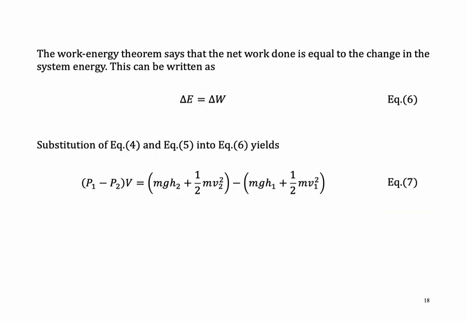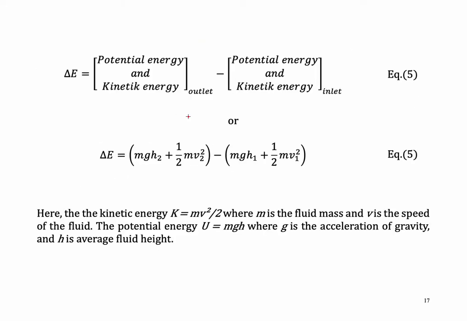The work-energy theorem says that the net work done is equal to the change in the system energy. This can be written as delta E is equal to delta W. So the idea is that work can be done because there is an energy change from one point to another. From our diagram, we could say that work can be done because the potential and kinetic energy change. So it's something like this.